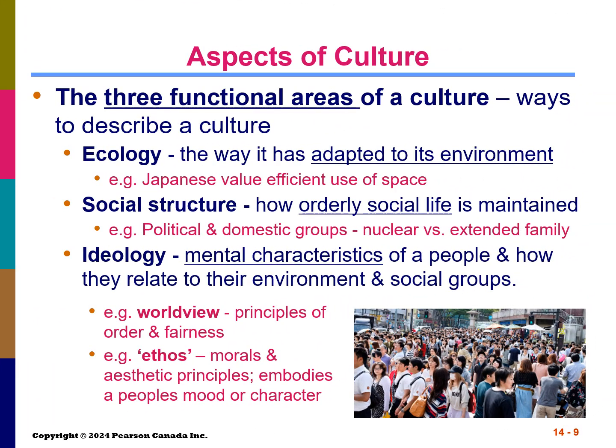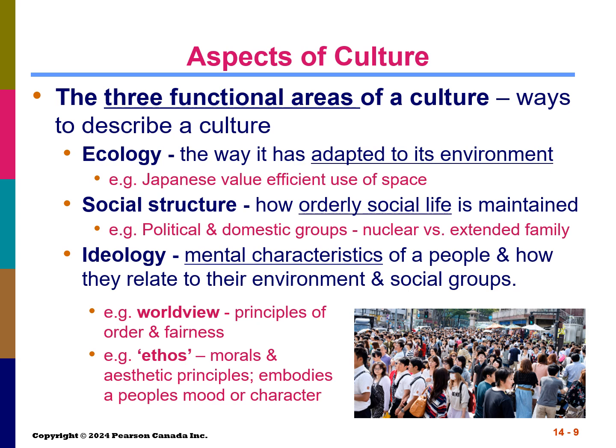There are 3 functional areas or ways to describe a culture. First, it's ecology, the way it's adapted to its environment. For example, the Japanese value the efficient use of space because of the cramped conditions as an island nation. Vancouverites value the outdoors due to the natural beauty of the West Coast. Many locals ski, cycle, hike, and run as a result. And the abundance of trees and proximity to the ocean, our natural resources, affect our industry.